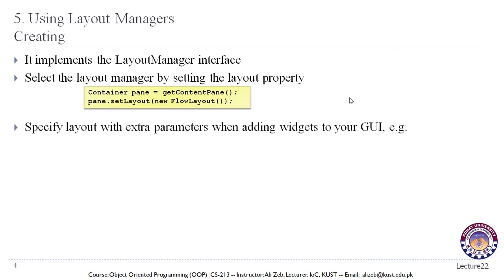We can specify layout with extra parameters when adding widgets to our graphical user interface. For example, if you are adding other components to your container, then you can set the parameters accordingly. For example, we are adding a button 1 at a certain position to our container, and this is the syntax for adding a button to our container.